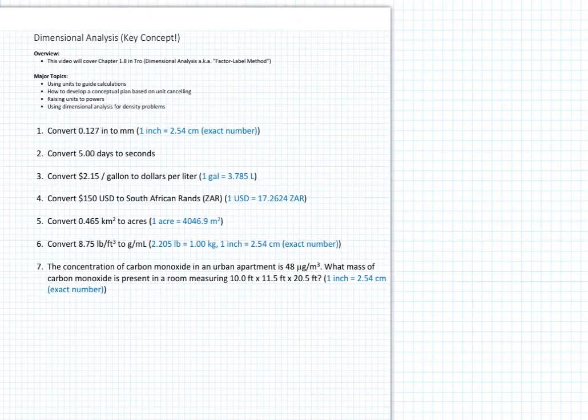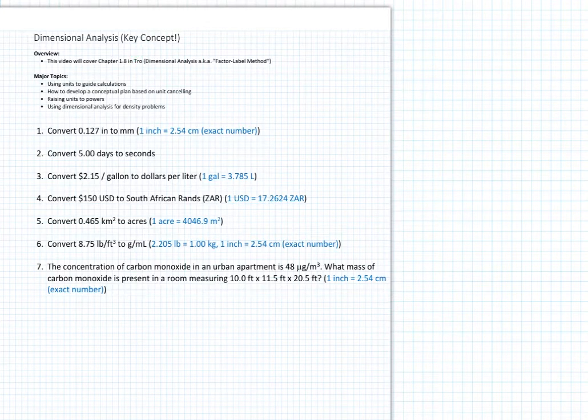And today we are going to tackle the last major topic in Chapter 1. This is coming from Section 1.8, dimensional analysis, sometimes known as the factor label method. Depends on the book or the website that you're reading. Either one of those, you're talking about the same thing.